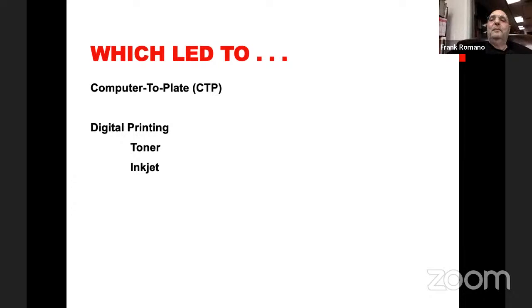In 1993, we start to see digital printing with toner. And then within a few years, we see it with inkjet. And today, I would dare say a very large percentage of what used to be offset printing is done with inkjet.